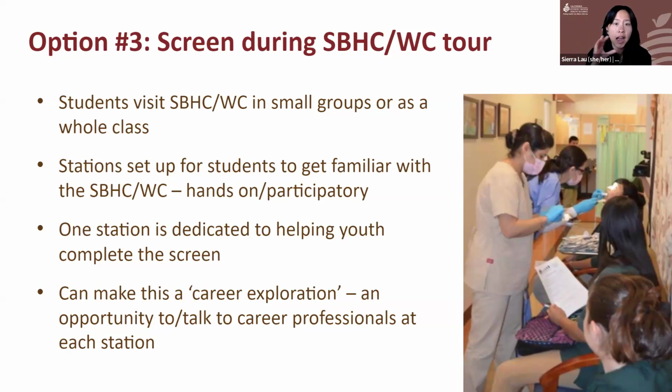So this is the entire class, or you can do smaller groups, coming to actually see and walk around the school-based health center. Our school-based health center, at least one of them, was pretty small, so we'd have the whole class come, but we'd split them up into smaller groups because they couldn't all fit into the health center at once.